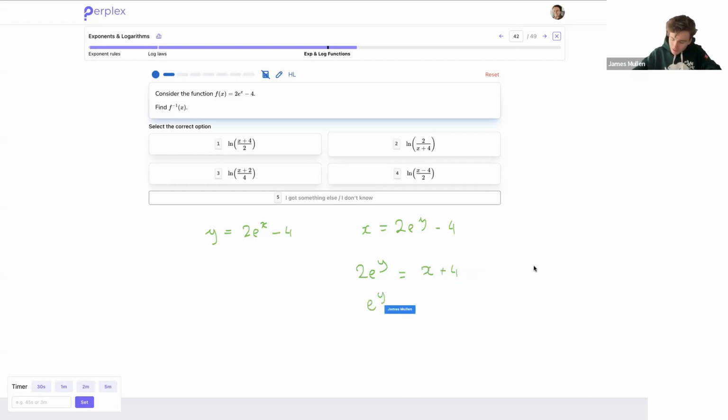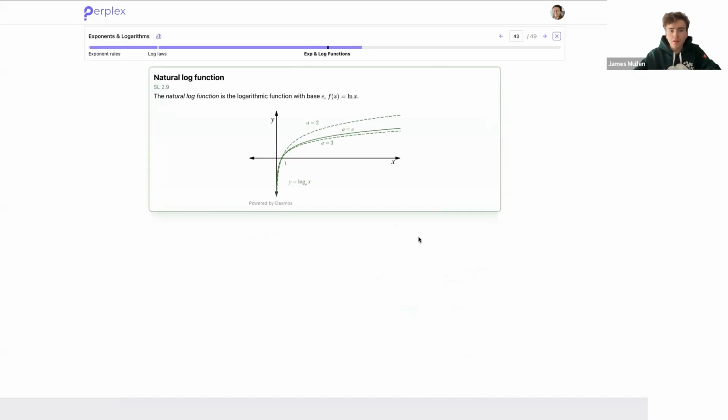Dividing by 2, that gives e to the y is x plus 4 over 2. And now I take the log base e of both sides, so the natural log of both sides, to isolate y. y is equal to ln of x plus 4 over 2. Let's answer number 1. Next question.